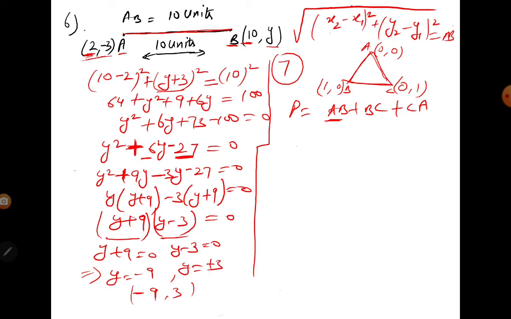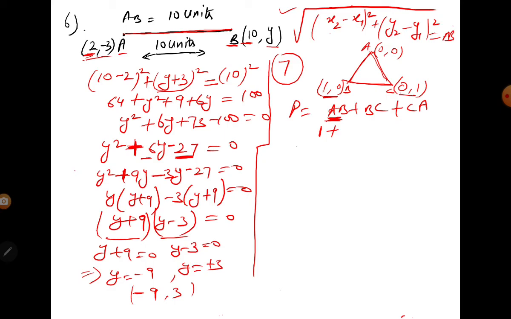So here AB is what? I have these two coordinates given. So 1 minus 0, that is 1. 1 minus 0 whole square. Again I'm using this formula. So it will be 1. Okay. Then plus y2 minus y1, 0 minus 0 is 0. 0 square is 0. So root 1 means 1. So the AB distance is 1.